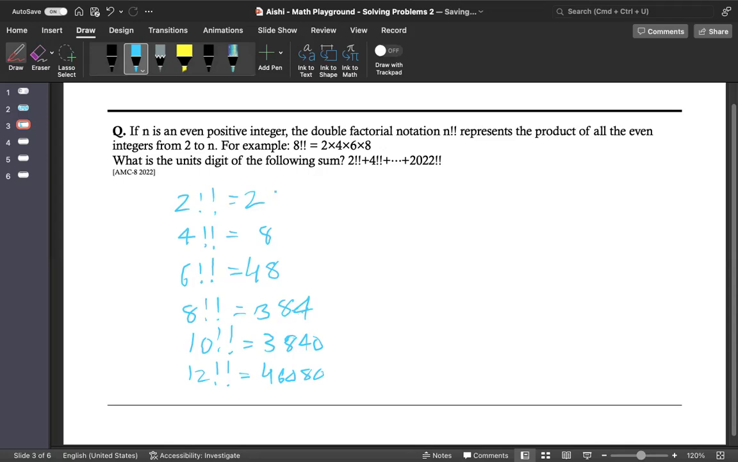So notice how every double factorial which is 10 and up has to have a 0 as a unit digit, because you're multiplying 10, because 10 is part of the double factorial. Now it asks for the unit digit. So we're going to add all the unit digits of these 4 double factorials, because then everything else is going to be 0, 0, 0, 0, 0, 0, 0. So we don't have to add all those zeros because we know it's going to be 0.